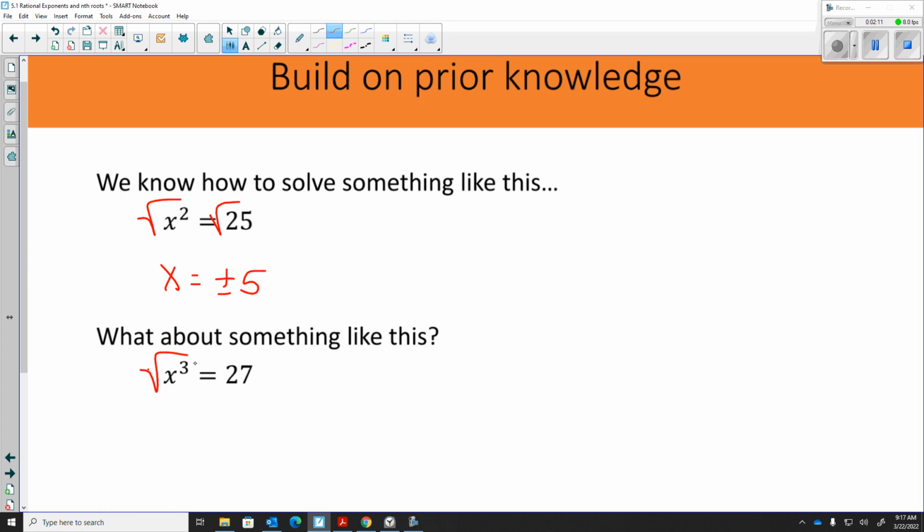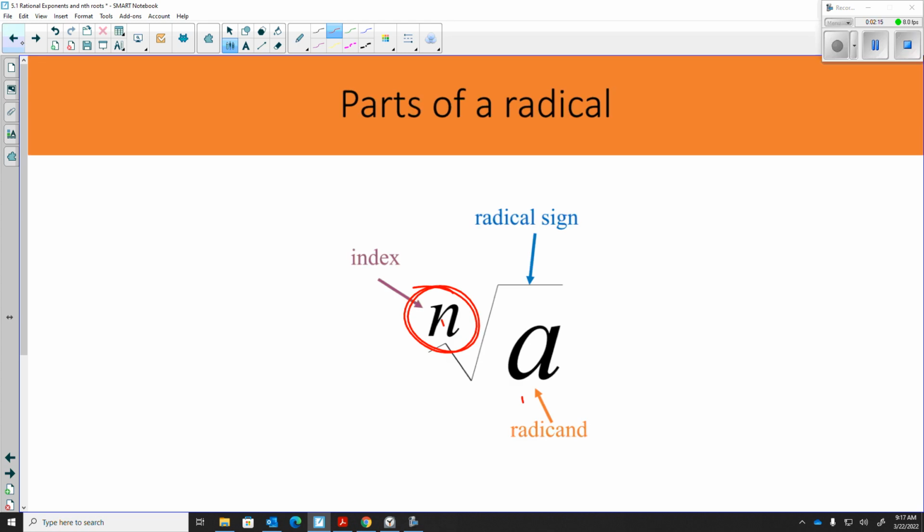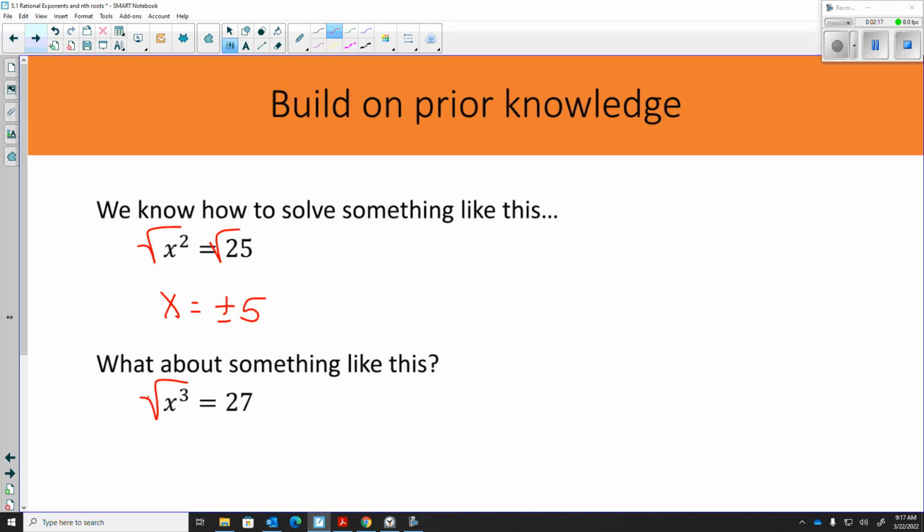So we're going to note that somehow. You note that with the index. So it's a cube root. That's all it is. Cube root. All right, so what is that asking you? That's asking you for a number that if you multiply it by itself 3 times, you get 27. 3 times 3 times 3. 3 times 3 is 9. 9 times 3 is 27. All right, so the cube root of 27 is 3.